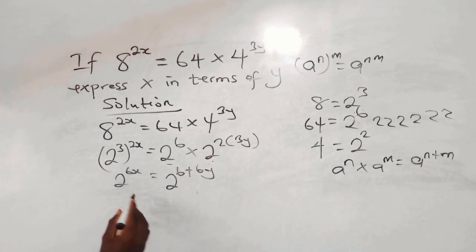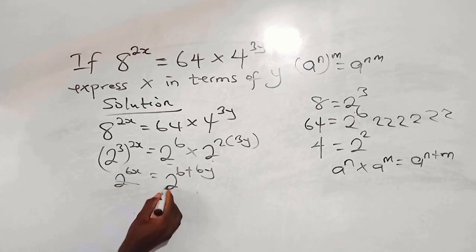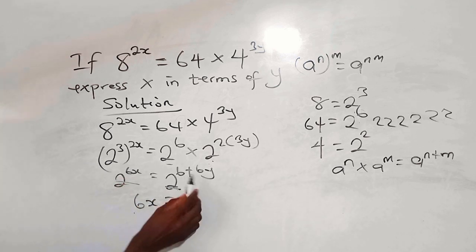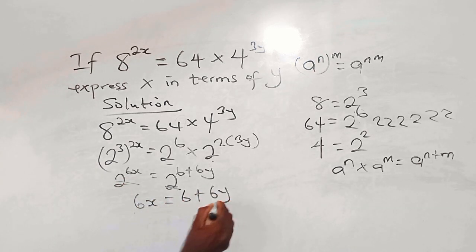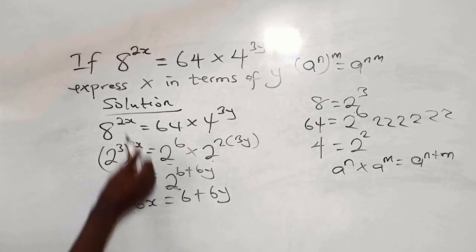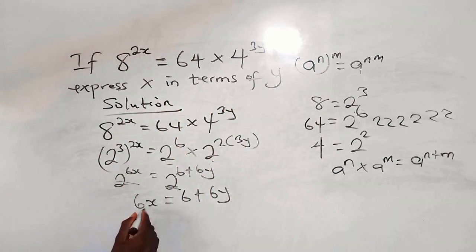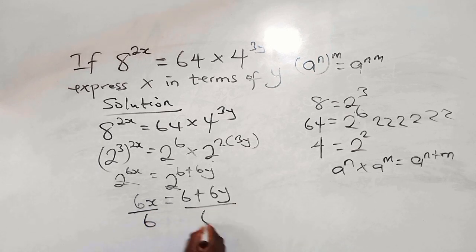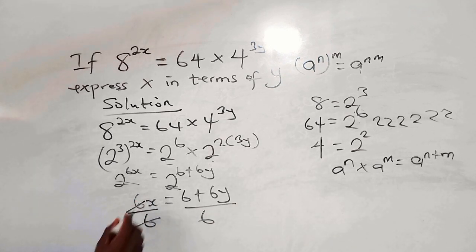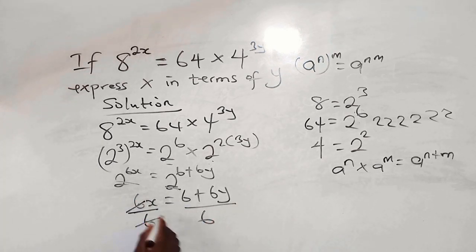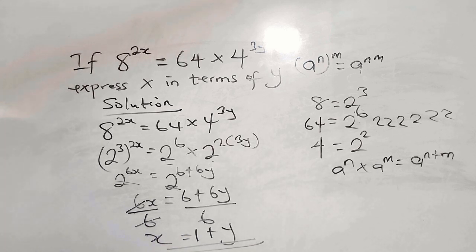So here, since the bases are equal, I can take them out, so here I have 6x at this side equals 6 plus 6y. I want to express x in terms of y. So to make x the subject of the formula, I divide both sides by 6. So here 6 cancels 6. So here I have 6 over 6 is 1, plus 6y over 6, I have y. So that means my x equals 1 plus y.